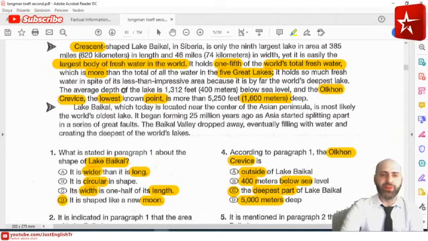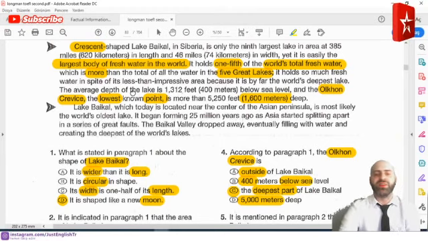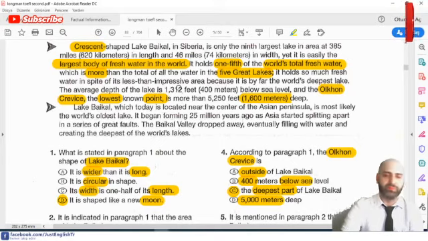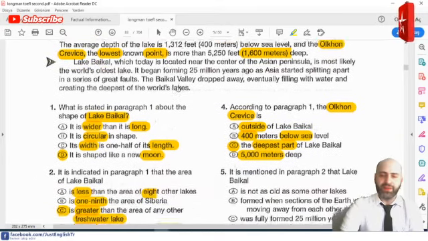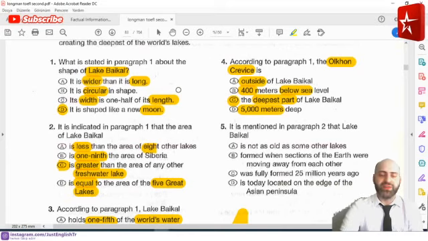The average depth of the lake is mentioned, and the Olkhon crevice is the lowest point. So the Olkhon crevice is about the lake, so it can't be outside the lake. And we have the last question for this type of question. It is mentioned in paragraph 2 that Lake Baikal is not as old as some other lakes. So my keyword is "not old."